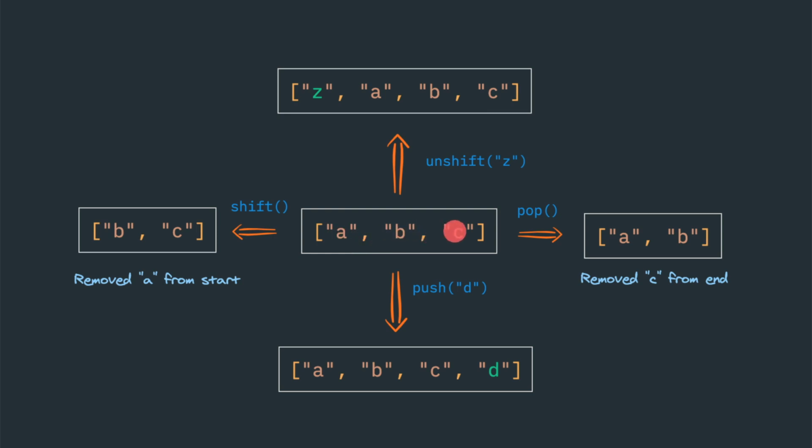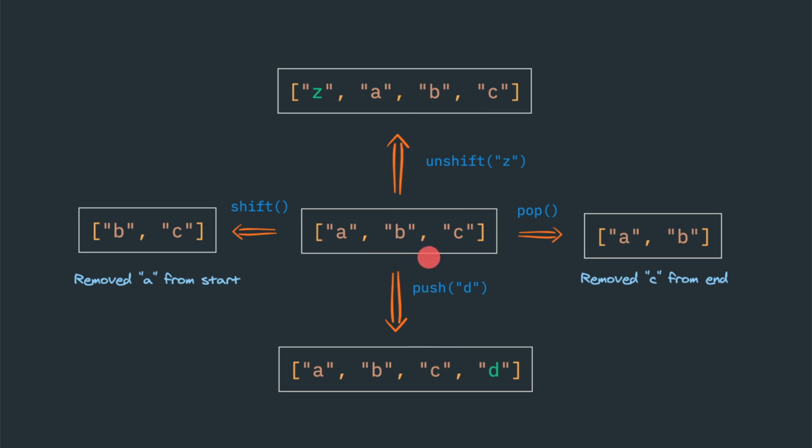So if you do a shift operation on ABC, A will be removed from that original array. Then the resulting array would be B and C. Okay. If you do shift, the A will be removed. A is the first element of this array, at the 0 index. If you do the pop operation, it will do exactly the same as shift. It will remove an element, but not from the beginning, but from the end. The C will be removed. The resultant array would be A and B. Okay. Shift removes the first element. Pop removes the last element.